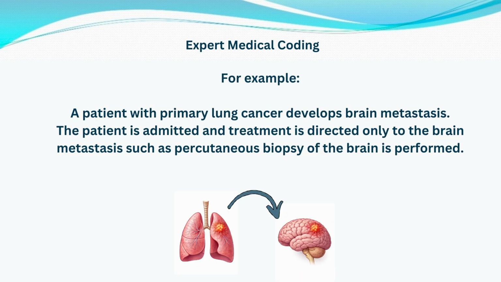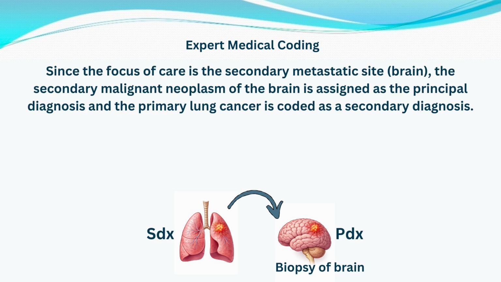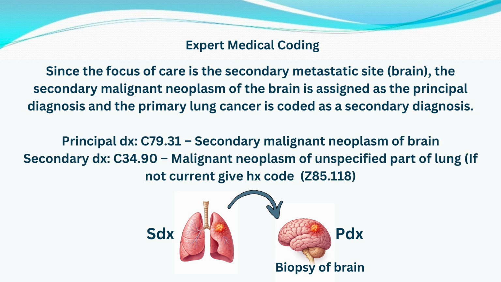Instead, it is reported as an additional or secondary diagnosis. Let us see an example here. A patient with primary lung cancer develops brain metastasis. The patient is admitted and treatment is directed only to the brain metastasis, such as a percutaneous biopsy of the brain. Since the focus of care is at the secondary metastatic site, that is the brain, the secondary malignant neoplasm of the brain is assigned as the principal diagnosis, and the primary lung cancer is coded as a secondary diagnosis. So here you'll get the principal diagnosis as C79.31, that is secondary malignant neoplasm of brain, and the secondary code you'll get as C34.90, that is malignant neoplasm of unspecified part of lung.